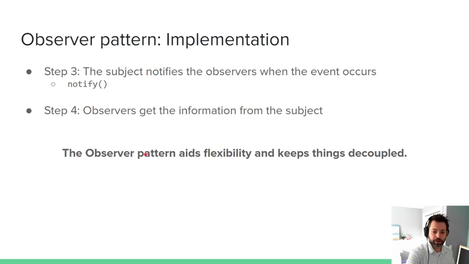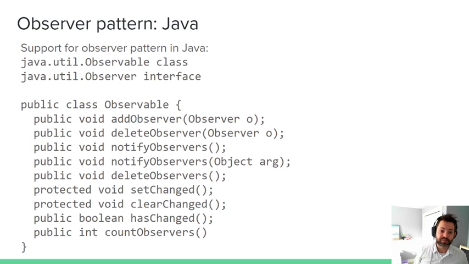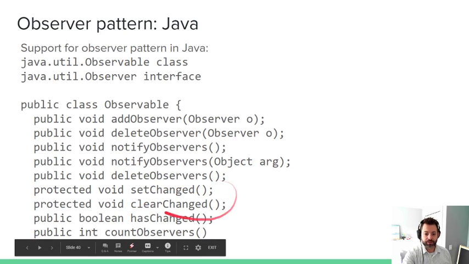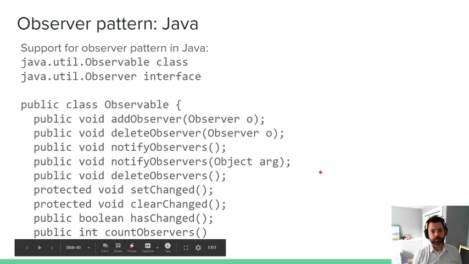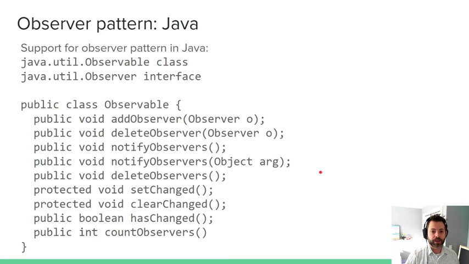Here we start getting into a little bit of the trickery. The interesting thing is that this is actually baked into Java. In the java.util package, there is an Observable and an Observer class, right? So we can add observers, delete them, notify observers, maybe with some arguments. We can set that our state has changed. We can clear the change. We can count how many observers we have. The point is that this pattern is so useful, it's actually in the utilities package. So if you're doing things in Java, you already have access to this without any extra effort.